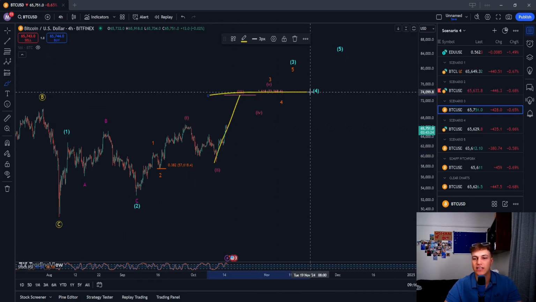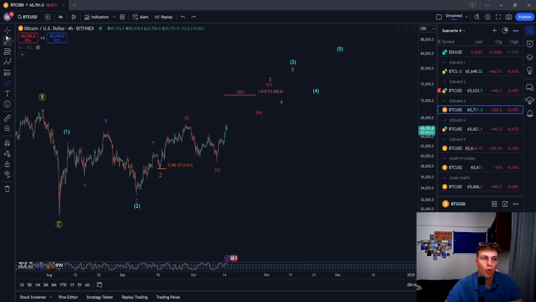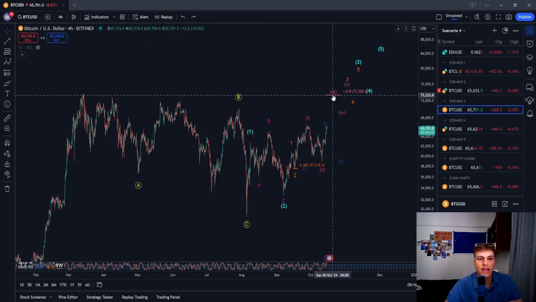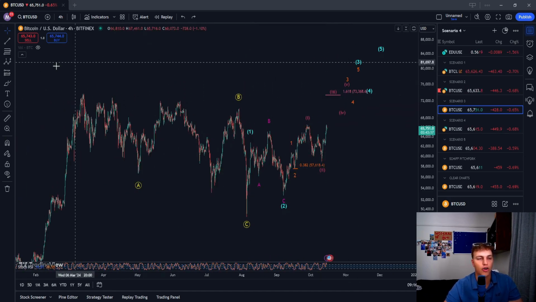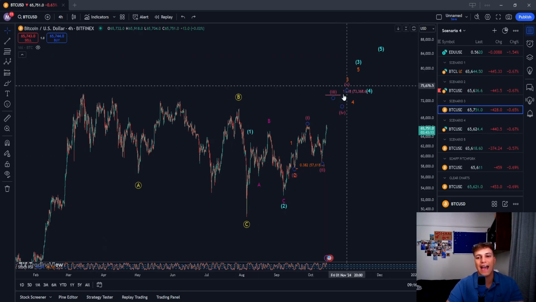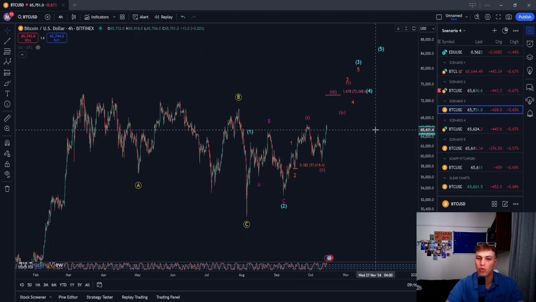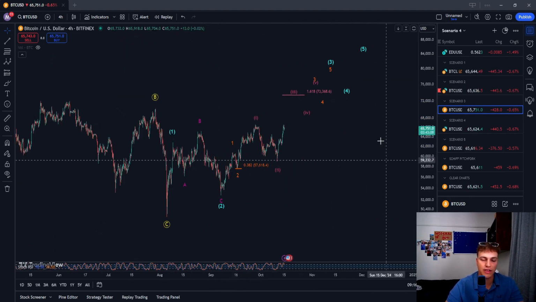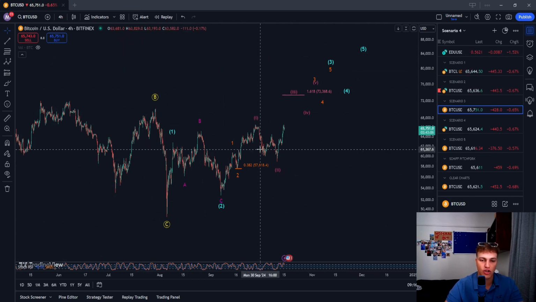Quite a substantial move, also taking out the all-time high here. So that would be, or is it the all-time high? No, not yet. It would touch the all-time high, find a small rejection, and then take it in the orange wave 3. So this is the move, the most bullish scenario at the moment.